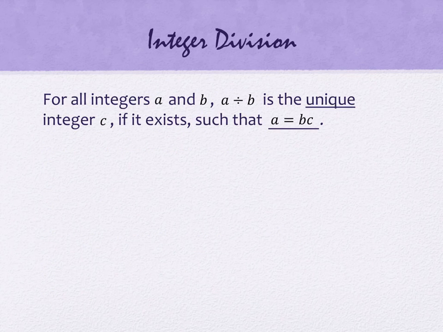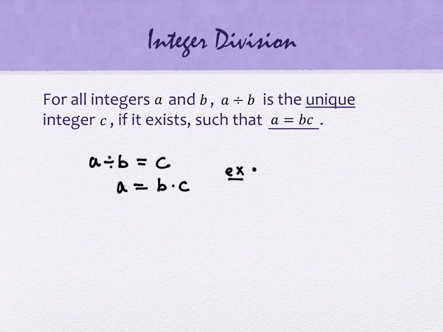All right, so let's take a look at the next page. Integer division. So for all integers, a divided by b is the unique integer c, if it exists, such that a equals b times c. And this is much like what we did when we did whole number division. It looks a lot like the subtraction property when we do whole number subtraction and integer subtraction. All it's telling us is that if I do a divided by b and it's going to equal c, this is the same thing as b times c equals a.